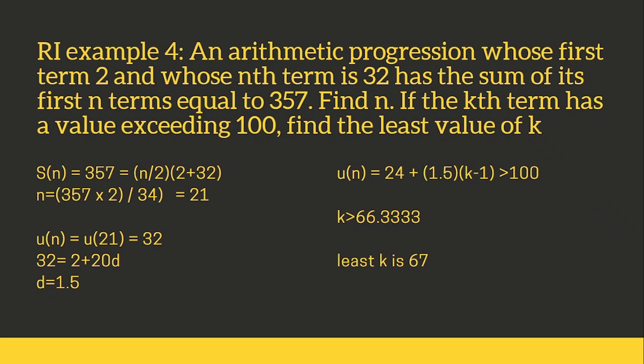And so like that, we're just going to use a plus n minus 1 d. So for that, we then can get uk equals 2 plus 1.5(k minus 1). And to find when that is greater than 100, we are going to solve the inequality, which in this case will be 66.3333. So because all these terms will be integers, that means the least k has to be 67.